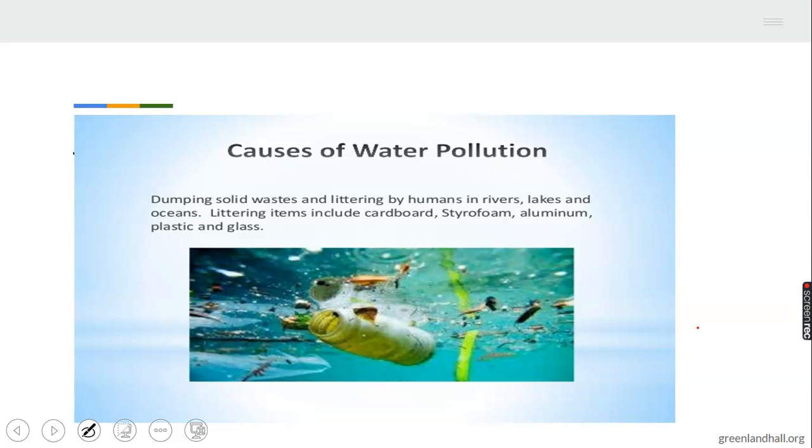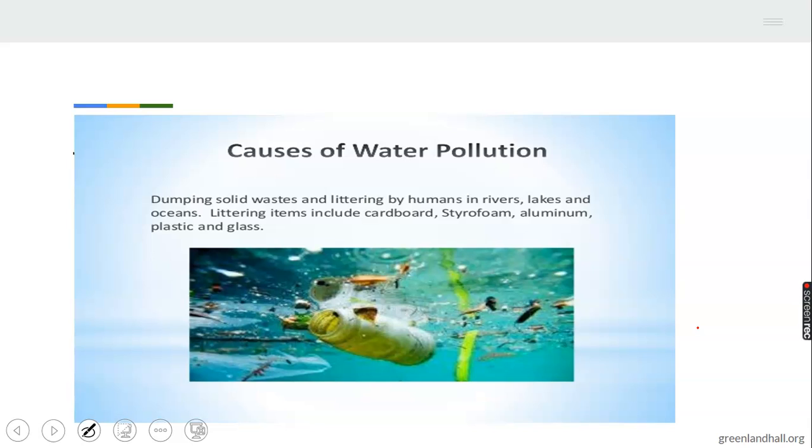Now, what are the causes of water pollution? Dumping solid waste and littering by humans in rivers, lakes, and oceans. People dump a whole lot of different kinds of solid waste inside the water. Some people, when the rain starts falling, they are so happy. They go and bring their garbage, their litter, their dirt, everything, and pour it in the flowing water. And the water goes straight to the river, straight to the lake, straight to the ocean. Then that water is being contaminated.